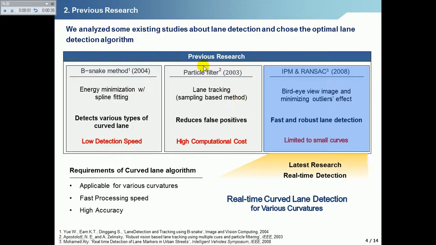There were several researches on the same matter. Some can detect various types of curves but require heavy computation, and others can detect many curves in real time, but only those which have more curvature. We decided to develop this algorithm since it is one of the latest researches and it functions in real time.